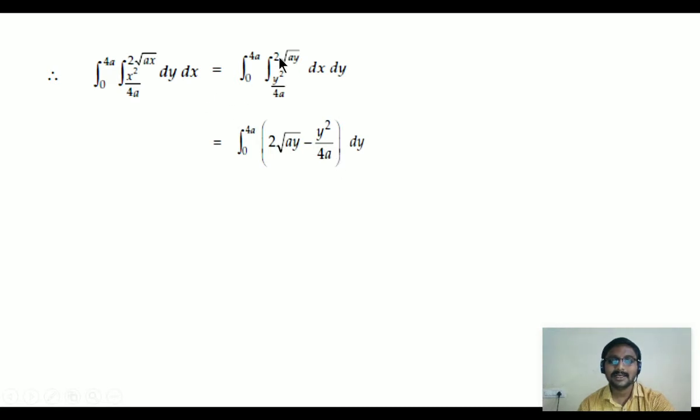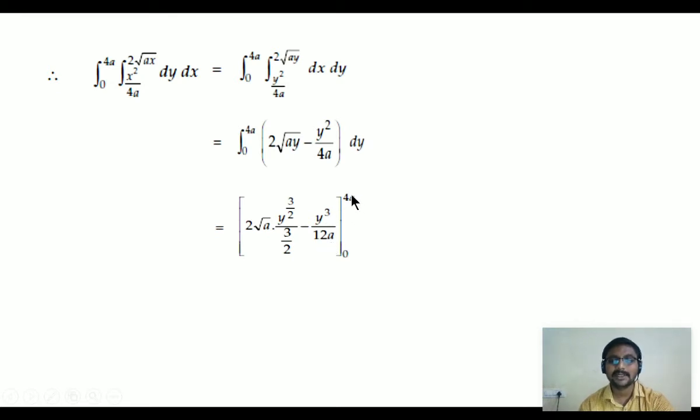Now clearly the double integration sum becomes a single integration. Now we have to solve this single integration, integrating with respect to y. 2 root a is constant and root y, root y means y power 1 by 2. Y power 1 by 2 integration is y power 1 by 2 plus 1 by 1 by 2 plus 1, that is y power 3 by 2 by 3 by 2. Here 1 by 4a is constant, y square integration is y cube by 3. So already we have 1 by 4a, that is 3 into 4a is 12a. Thus we will have y cube by 12a.